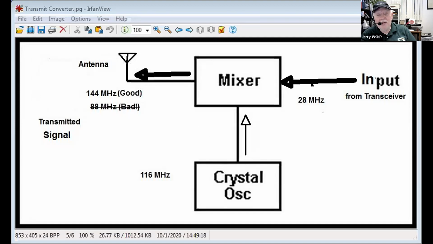No, 28 plus 116 is 144. 116 minus 28 is 88 megahertz, which is right in the FM broadcast band, which we don't want to have any signals in there. So this one gets filtered out, but this one goes to the antenna. Okay, makes sense? Yeah.